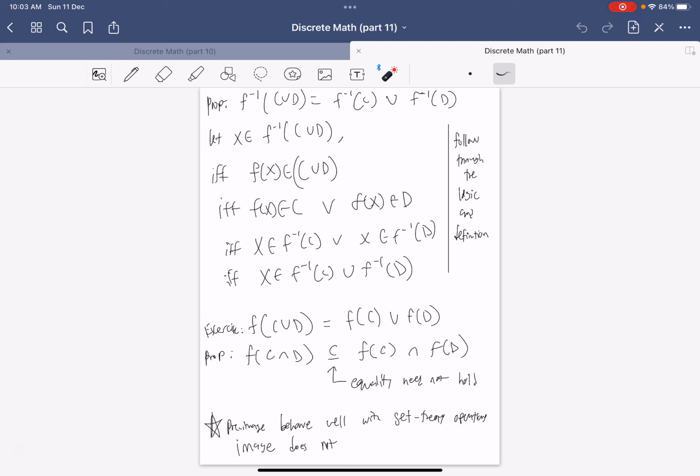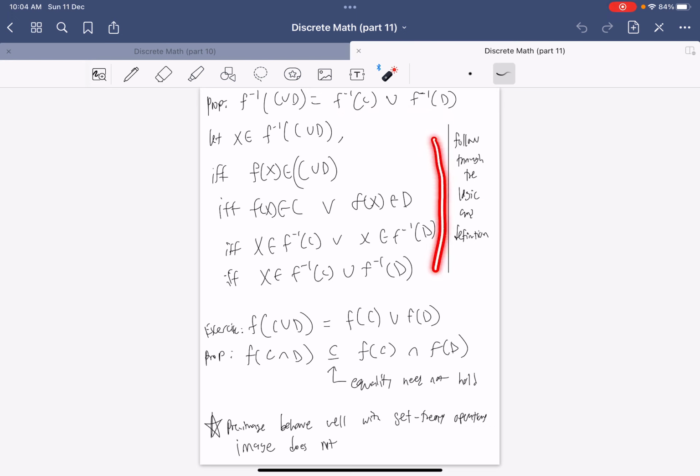And so images and preimages are used very commonly throughout all studies of mathematics, and there are a few propositions that we want to prove about them. So the basic ones are how they respect set theoretic operations for preimages. For example, the preimage of a union is just the preimages of each set union together.